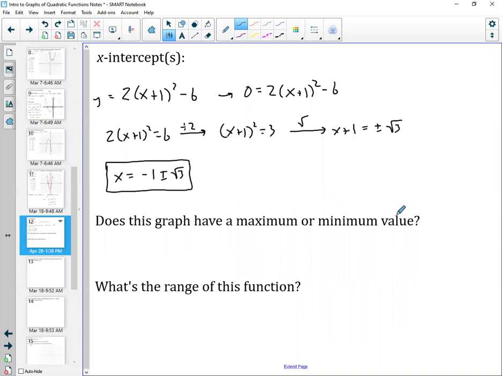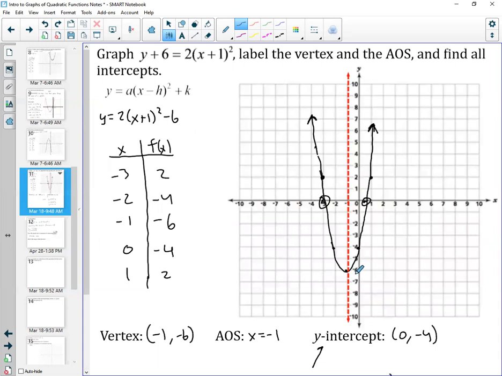So when I ask this question, I'm asking about y values. Does it have a maximum y value or a minimum y value? And the answer is it has a minimum value, because there's a smallest y that occurs, but there's not a biggest y. The smallest y is -6.